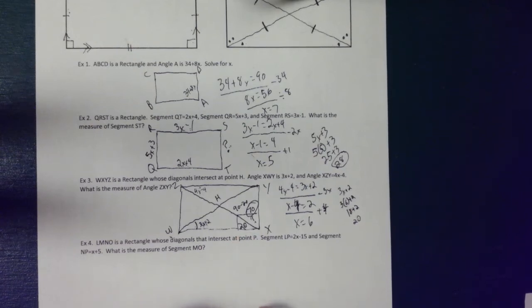Okay, so that was one of the more complicated ones you're going to run into. Just so you know, that will happen. It happens on rectangles and it happens on squares. Okay, you're going to see that a lot. Not a lot, but you're going to see it.